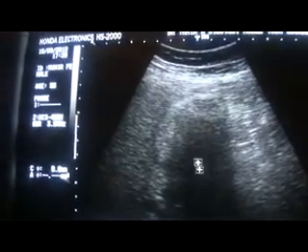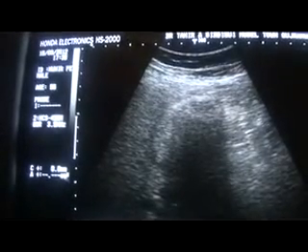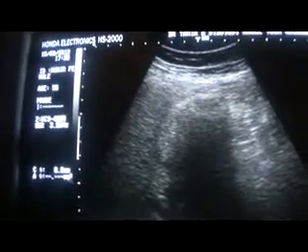You see, this is a rather more calcified area, which is a calculus measuring approximately 10.6 millimeters, and note the sharp posterior shadow it's giving behind. Now this is the portal vein, and this is the gallbladder. This is the thick sludge in it.